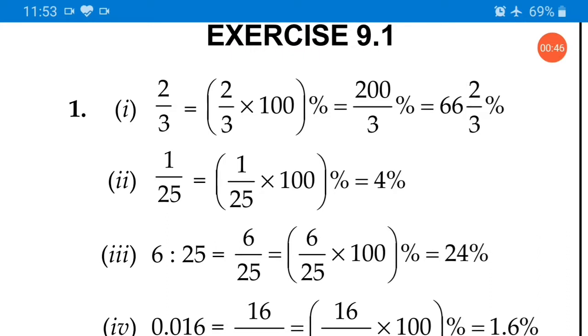Next, 1 upon 25. So 1 upon 25 into 100% is equal to 100 divided by 25, which is 4%. We are able to do it directly, so that is also allowed. Now 6 is to 25, which is in ratio form. So 6 upon 25, convert into percentage: 6 upon 25 into 100. So 600 divided by 25, we will get 24%.